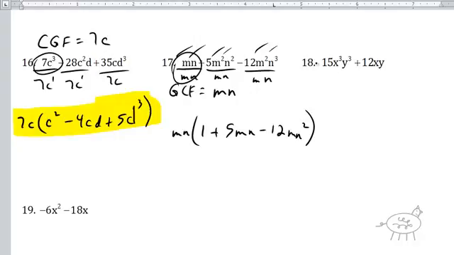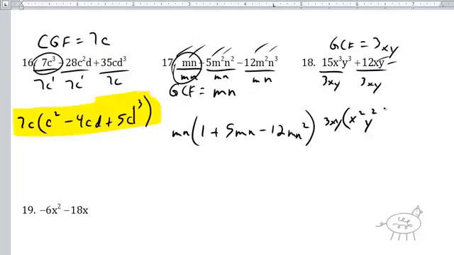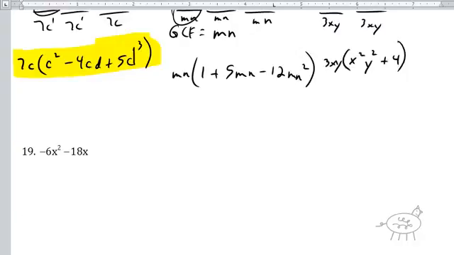Okay. The next one, do you guys agree that my greatest common factor is 3? And look for the variables. Well, there's a small x and a small y, so it's 3xy. So divide each one by 3xy. I get 3xy times, okay, it's going to be x cubed over x is x squared. y cubed over y is y squared. And then it's going to be plus 4. And you guys agree the xy is just canceled. That's it. Okay, not bad.